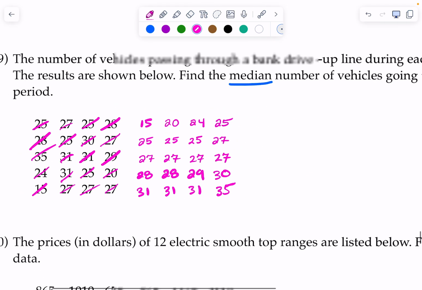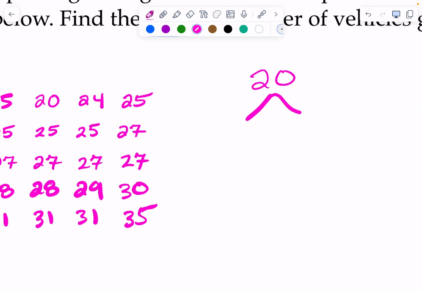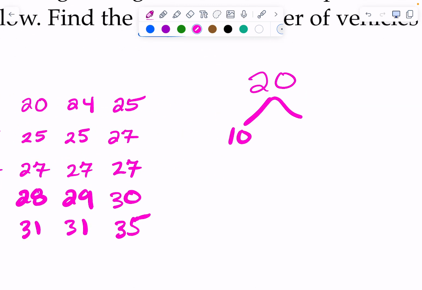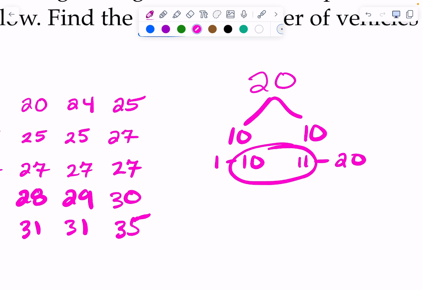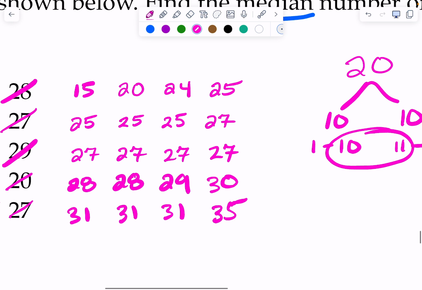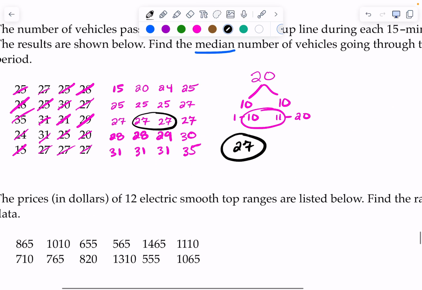Okay, median. I have 20 numbers, true? Am I going to have an exact median? No. I have 10 numbers over here and 10 numbers over here, and these are the numbers 1 through 10, and these are the numbers 11 through 20. It would be between the 10th and 11th number, right? My 10th and 11th number are 27 and 27, so 27 is my median. That wasn't that bad, right? Give us a bunch of those, right?